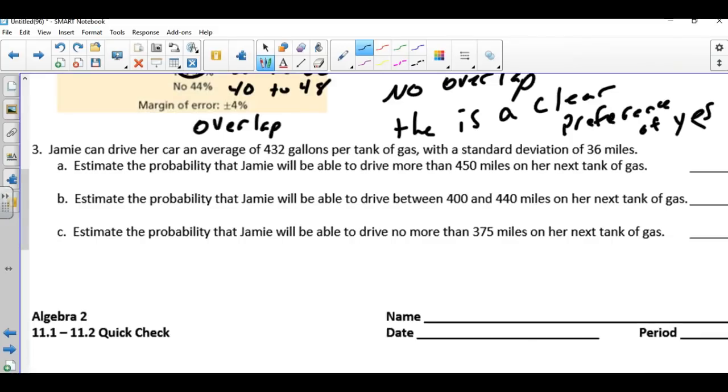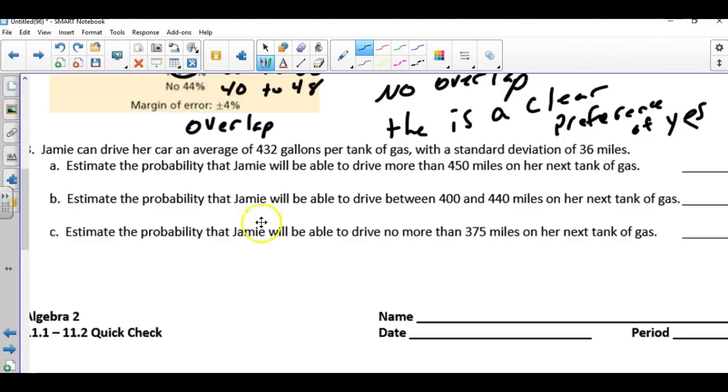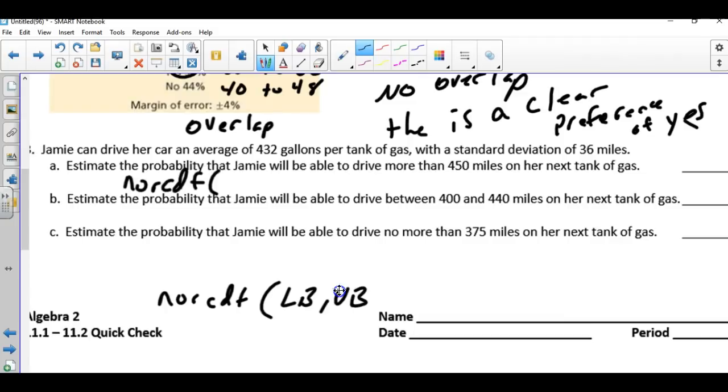Now, for these problems right here, we have the sampling distribution. Well, make sure you're specific, man. So for this first one, this will be a normal CDF. And then remember, guys, you always got to go normal CDF of lower bound, upper bound, the mean, and then the standard deviation.